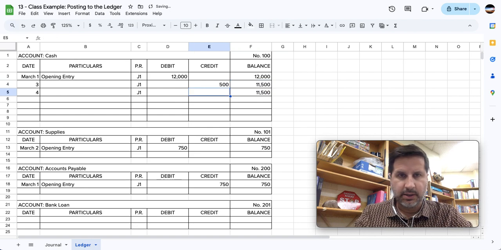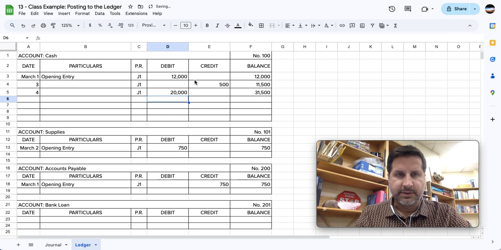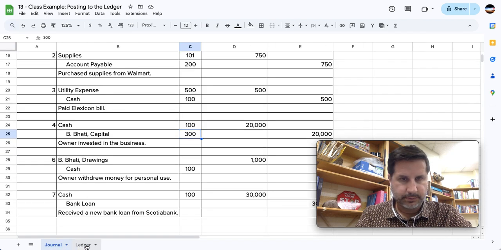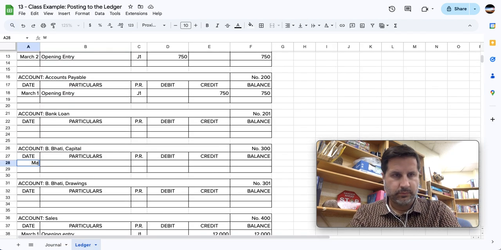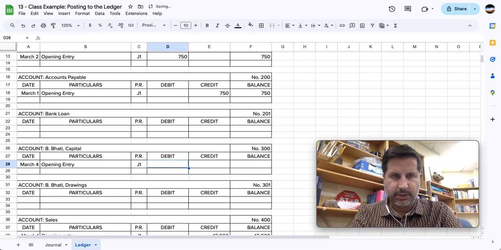I made a mistake here, and it allowed me to see that because the owner invested money in the business, which is a debit to cash. I'm going to go down to capital. The date was March 4th, right? Entry, journal page 1, $20,000.